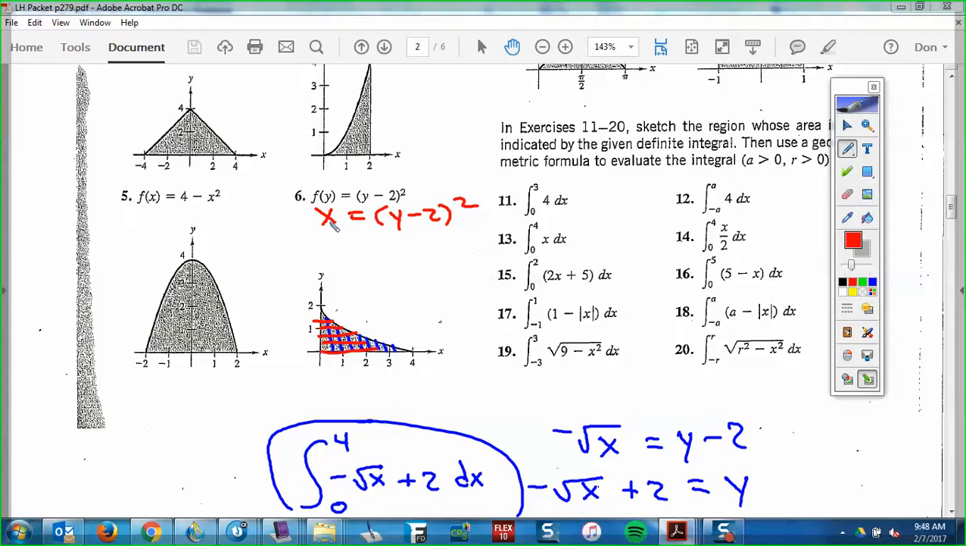Well, in that case, we want it to be x equals. Then our integral would be, what would this integral be then? From where to where? 0 to 2. And then it would be y minus 2 squared dy. Remember we said that means with respect to.